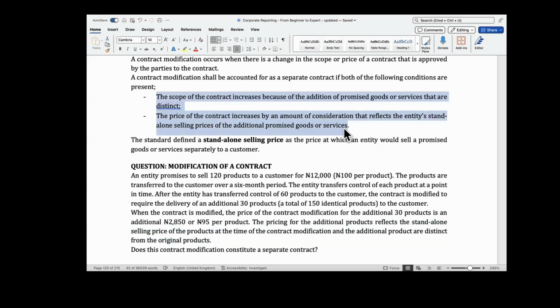So the request for the additional 30 products, we're going to treat it as a separate contract because the scope increases because of additions of promised goods or services that are distinct. The price of the contract increases, and it reflects the standalone selling price of additional goods or services. So it's a separate contract.